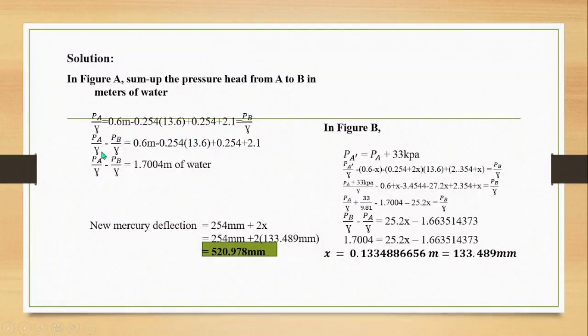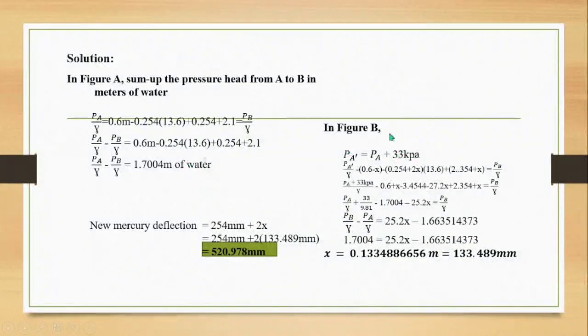PA over specific weight minus PB over specific weight equals the 0.6 meter constant value, then our given minus 0.254 times 13.6 plus 0.254 plus 2.1. So our answer, after calculating, is 1.7004 meters of water. That is our answer for figure A.